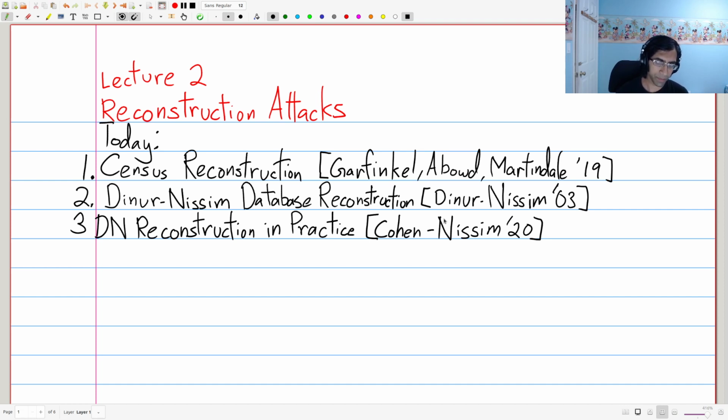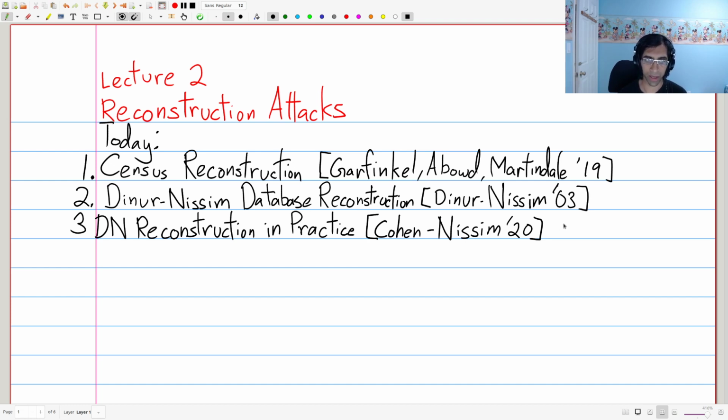But anyway, today's going to be about reconstruction attacks. First, we're going to start by following the presentation of a paper by Garfinkel, Abowd, and Martindale, showing how in a census type environment, you can reconstruct the data set from aggregate statistics. This is in a noiseless setting. The next one is looking at a noisy setting. Suppose the curator, whoever is providing you statistics based on a data set, gives you some noised answers. Under what circumstances can you recover the private information? That's what the Dinur and Nissim attack focuses on.